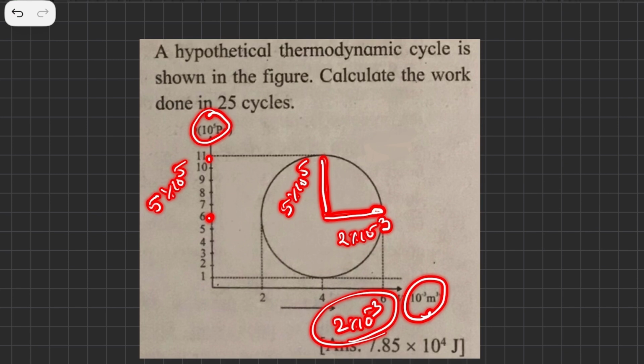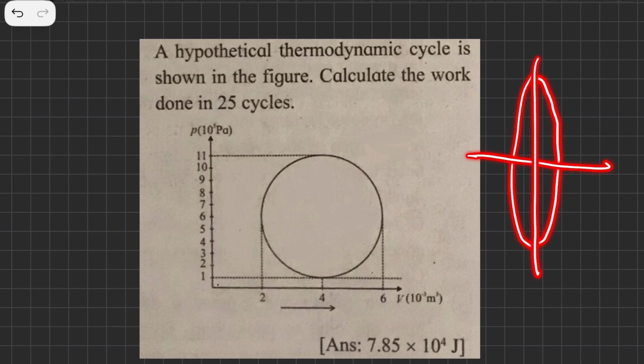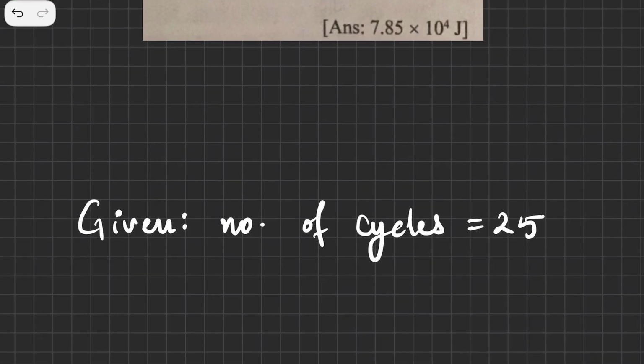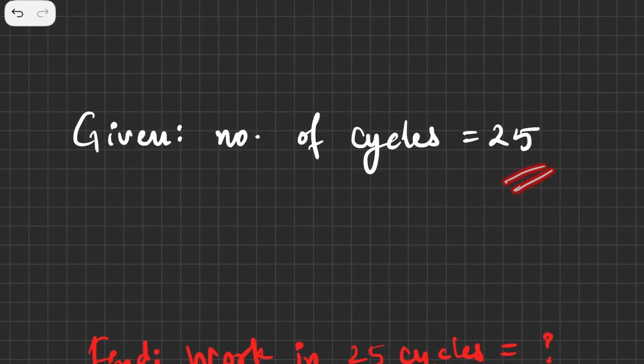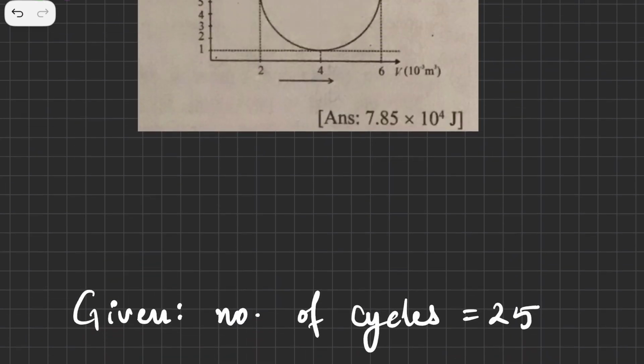Had this been a circle, it would have been the same on all sides, but this is not. So this is not a circle, it is an ellipse, and an ellipse looks somewhat like this. This ellipse has its two axes, and we are going to discuss how they work. So I'll write the given data. The number of cycles is given as 25, no other data is given. Work done in 25 cycles is something we need to get.